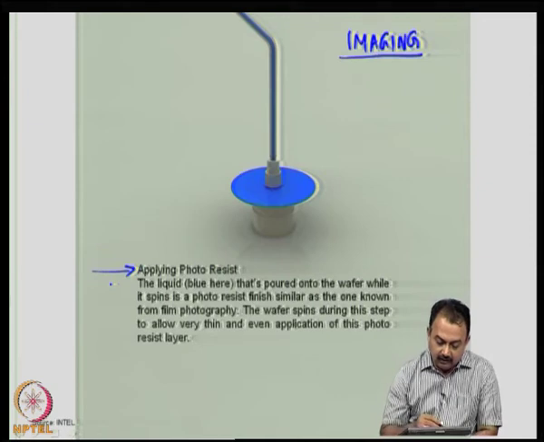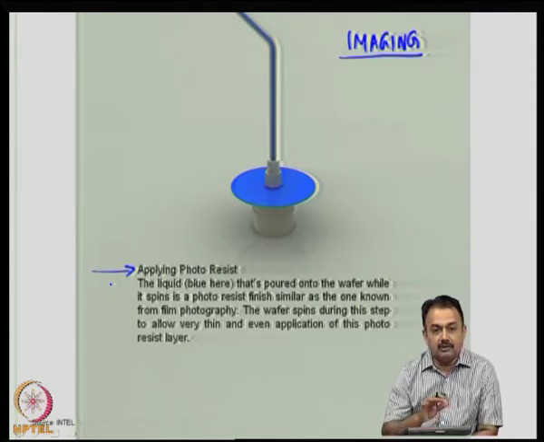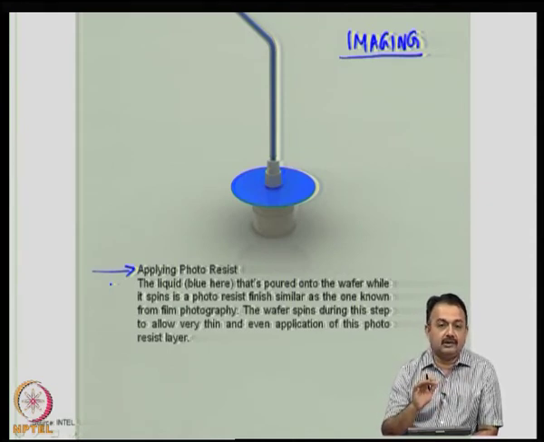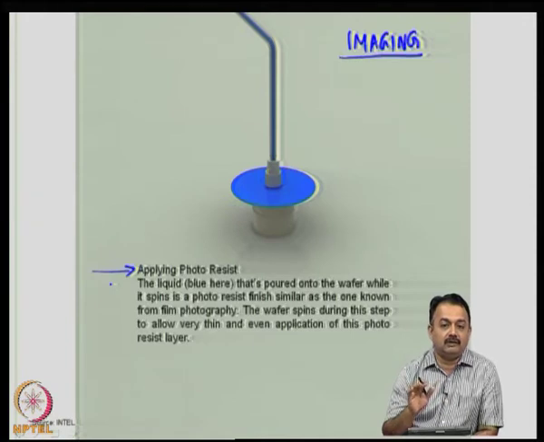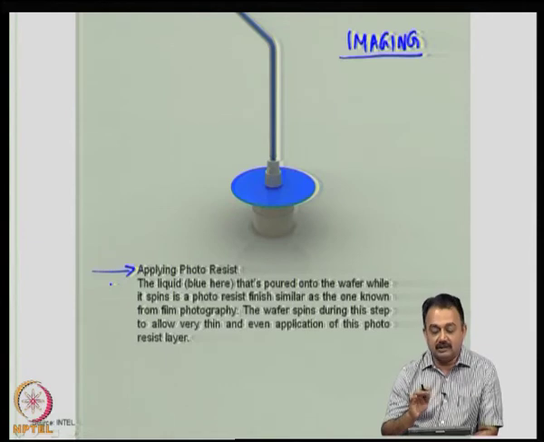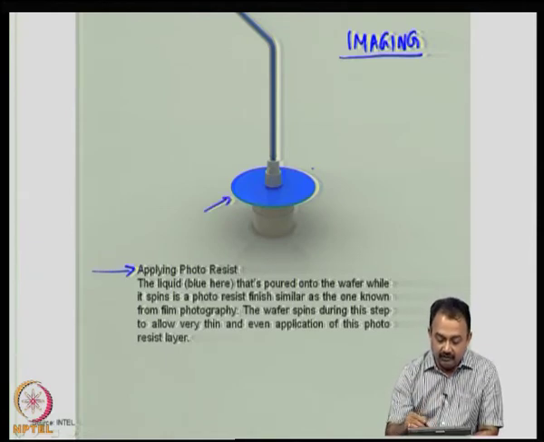The liquid is poured onto the surface of the wafer, and you have to make sure that the thickness of the photoresist is uniform throughout the surface of the wafer. You can't have uneven thicknesses from one end of the wafer to the other end.